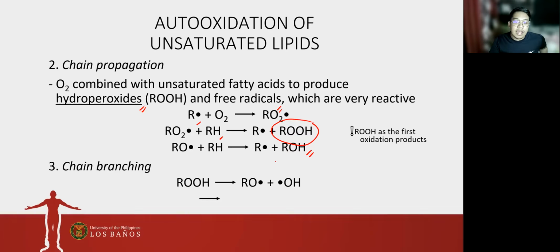Then after chain propagation, what happens next is your chain branching. By chain branching, yung ating peroxide will form another RO radical and OH radical. And pwedeng yung dalawa naman nating ROH can produce RO2 radical, RO radical, and water. So you can see, na-form na water. And as mentioned from the previous module, di ba ang water can cause another rancidity which is your hydrolytic rancidity. So medyo maraming nangyayari when it comes to auto-oxidation.